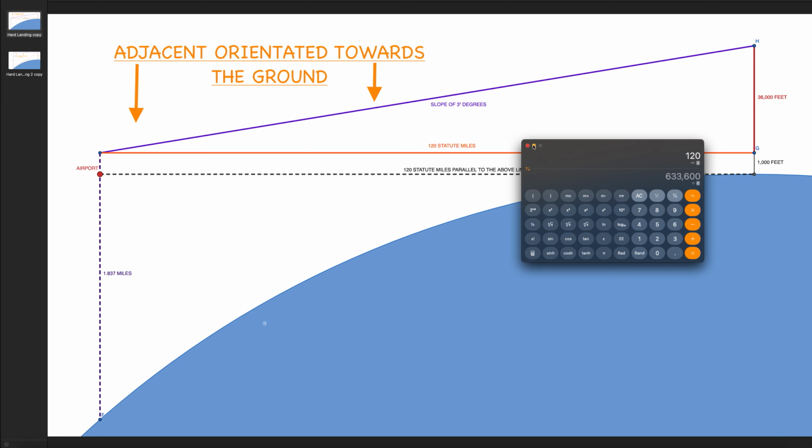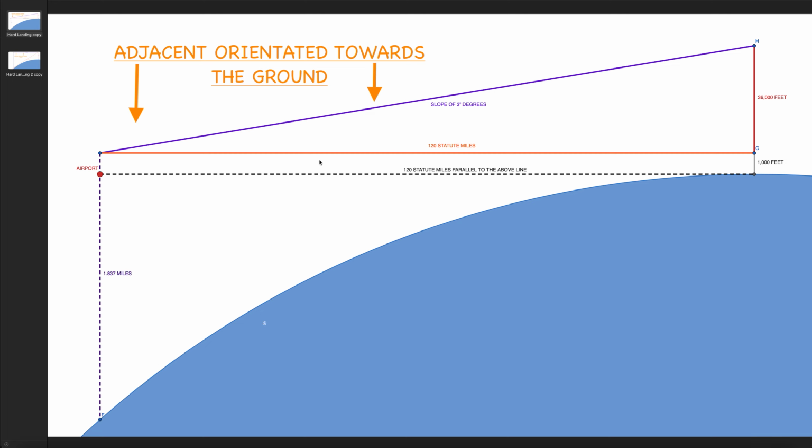So just so nobody's confused, you can do it with nautical miles. It's the same thing. Whatever nautical is in 120, divide 120 by 1.1508 and you get the nautical. It's all the same distance, just different units. So this orange line is 120 miles, right?